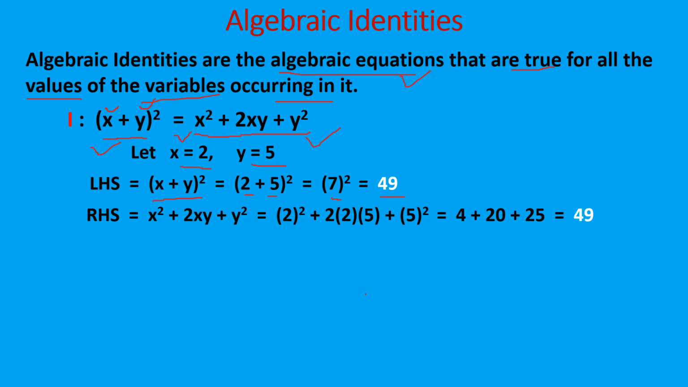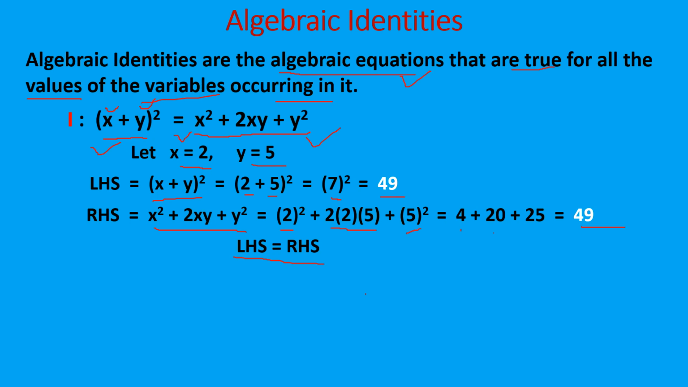Now let's see right hand side. Right hand side is x square plus 2xy plus y square. Now again we will put the value. X is equals to 2, that means 2 square, plus 2xy, that means 2 into x, that is 2 and into y, that is 5, plus y square is 5 square. Now we will solve 4 plus 2 into 5 is 20 plus 25, that is 49. That means LHS is equals to RHS.